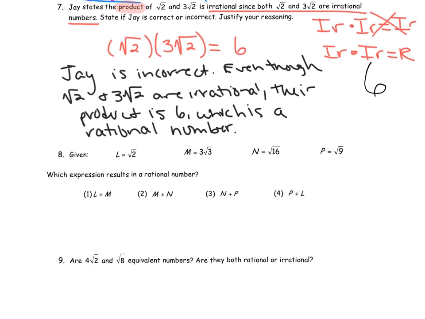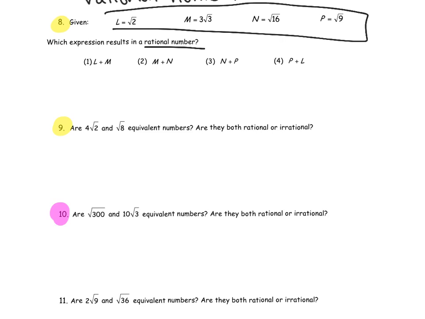That's page 7. And now I do want you to know question 8 comes directly from Regents as well as several others on this page. So let's get started with question 8. We'll do this one together. Okay, so we have which of the following expressions is going to result in a rational number? And we have all the values given up here.